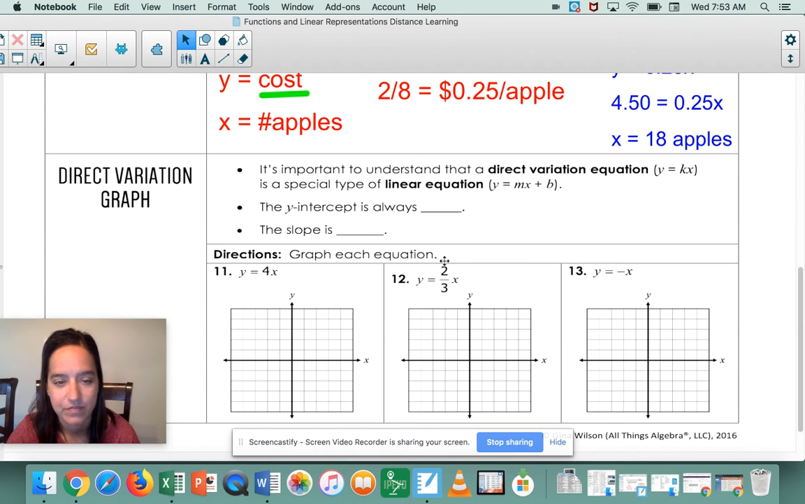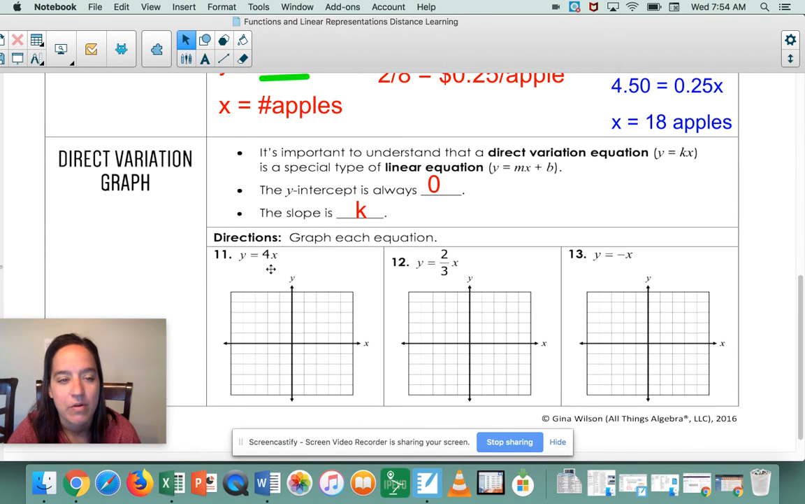All right. Graphs are probably the easiest part, because there's two things that you have to understand. It's important to understand that direct variation is y equals kx. It's mx, right? Remember, it's the same thing. It's a special type of linear equation because the y-intercept is always going to be 0. And the slope is always just the k or the m. This information is exactly what I've been saying the whole time.